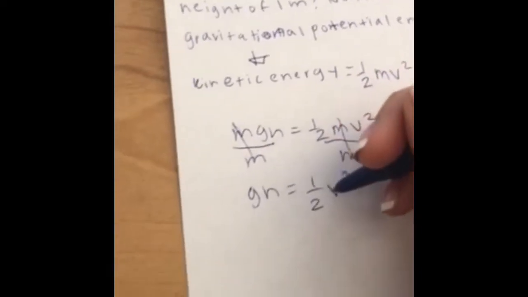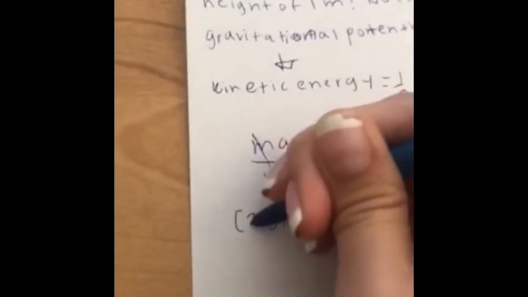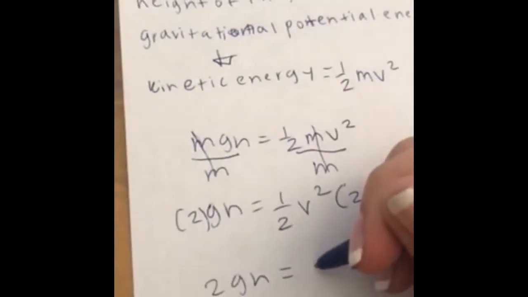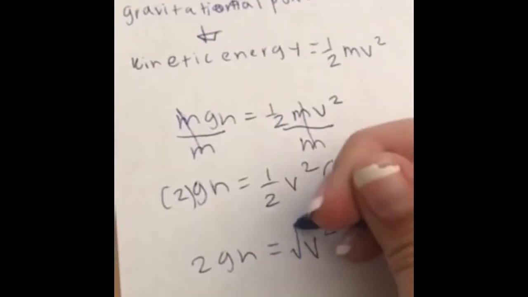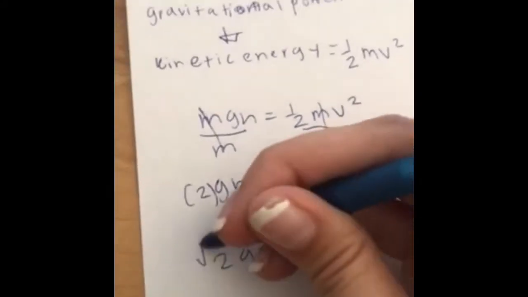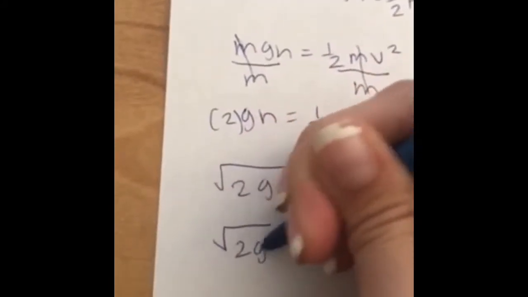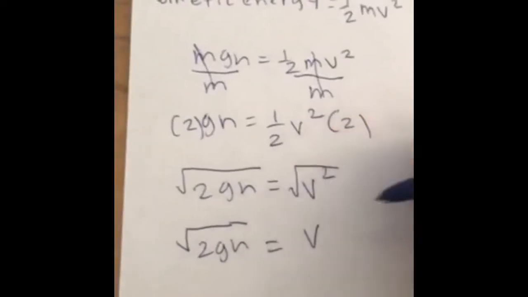Now, to get rid of the fraction, we can multiply both sides by 2, so that we have 2gh equals v squared. Now you could square root both sides to get the v on its own. So you have the square root of 2gh equals v.